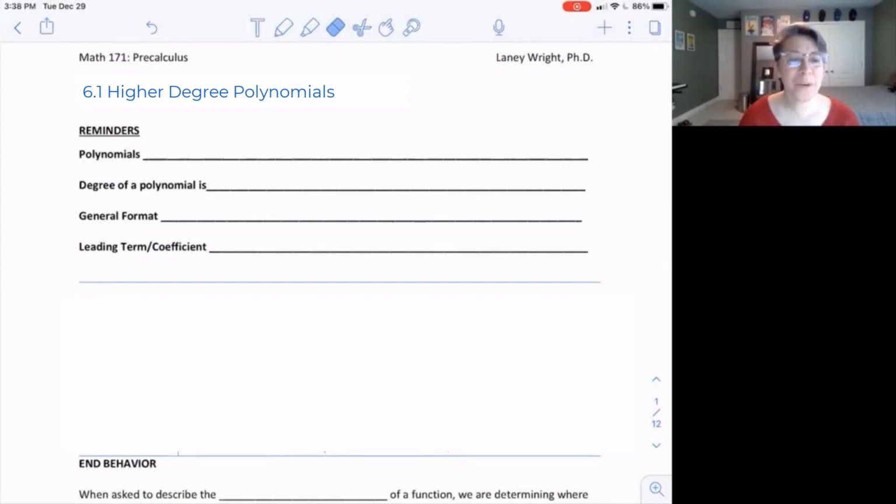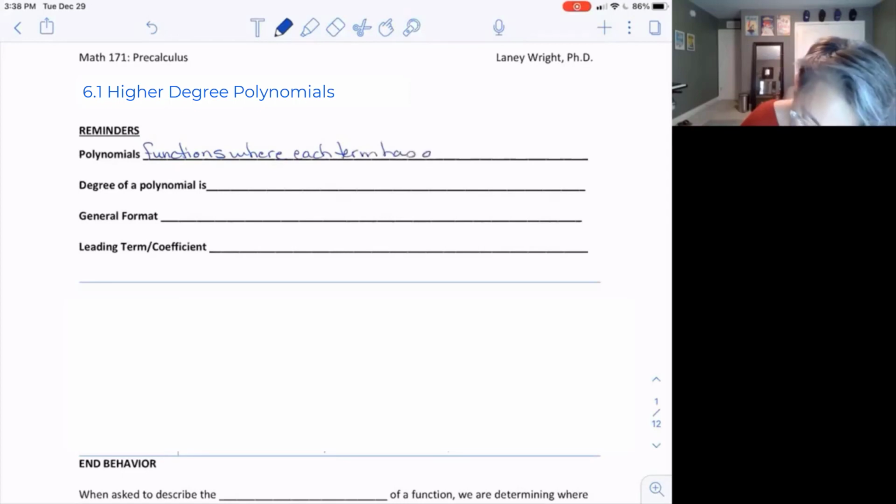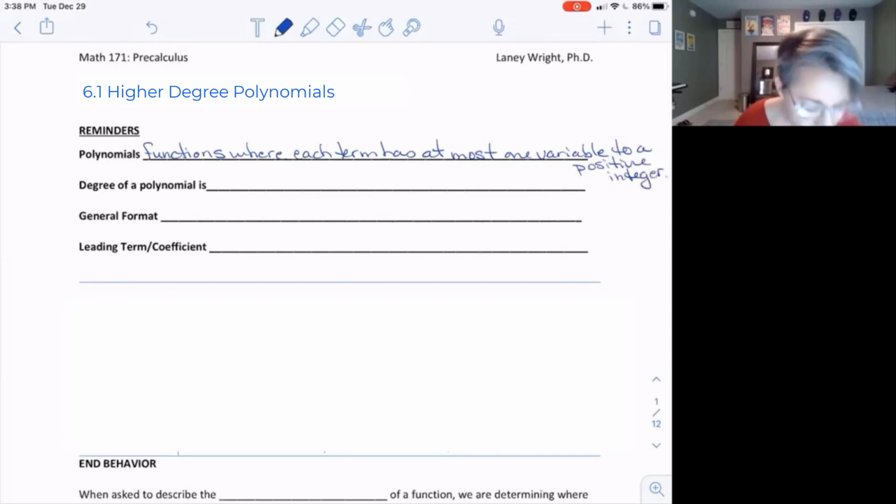We are now ready to start 6.1, higher degree polynomials. So let's throw in a few reminders here, just so you know what we're talking about. Polynomials are functions where each term has at most one variable to a positive integer. There you go.